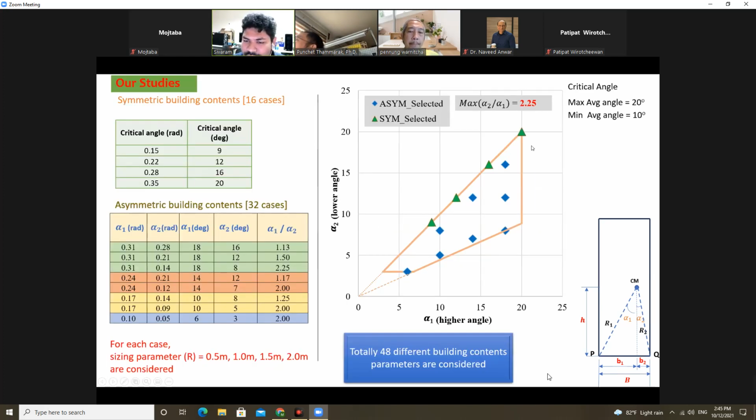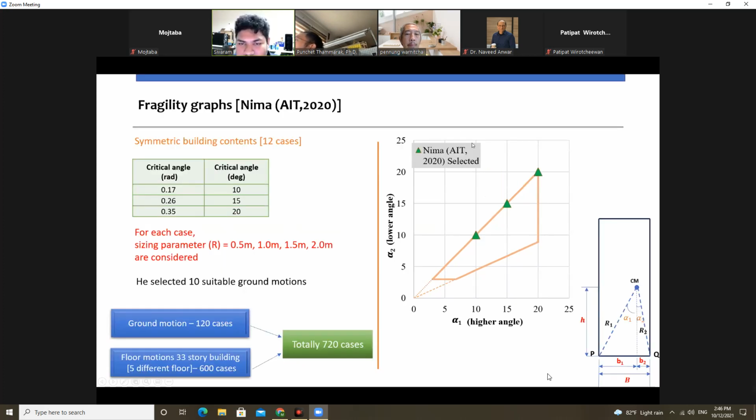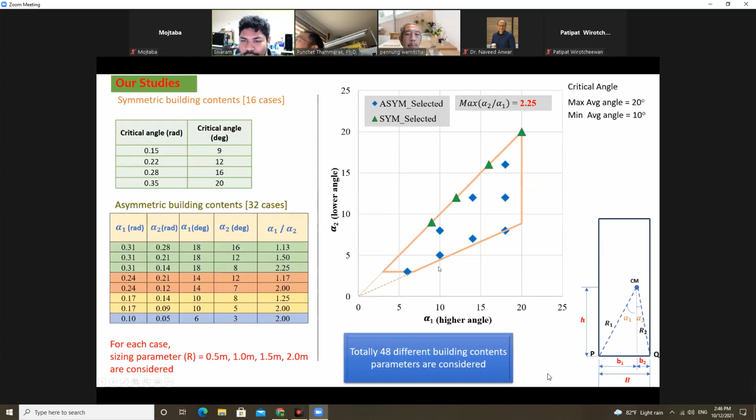Here, this line shows the boundary of the asymmetrical blocks generally. So these are the points we chose, alpha 1 and alpha 2. Then for each case, we consider sizing parameters of 0.5, 1, 1.5 and 2 meters. So totally, it comes to 48 cases. Compared to the last year senior, who only considered 3 symmetrical specimens, we consider a lot more, symmetrical and asymmetrical as well.